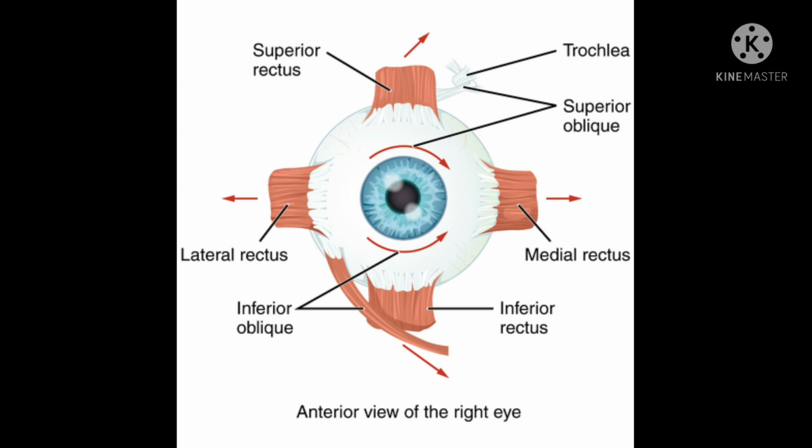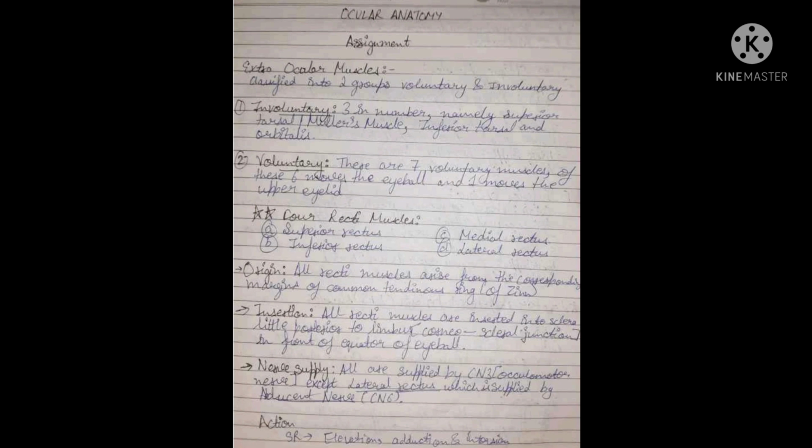eyelid. Out of these 6 muscles, there are 4 recti muscles, which are superior rectus, as you can see, inferior rectus, which you can also see, lateral rectus and medial rectus, and the 2 oblique muscles, which are superior oblique, which you can see here, and the inferior oblique. The 3 smooth or involuntary muscles are superior tarsal, which is also known as Muller's muscle, inferior tarsal and orbitalis. Now we are going to talk about the origin, insertion, nerve supply and actions of this muscle.